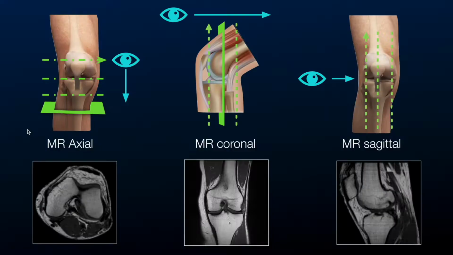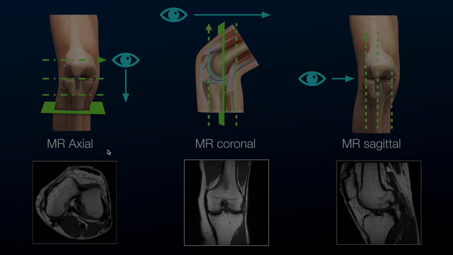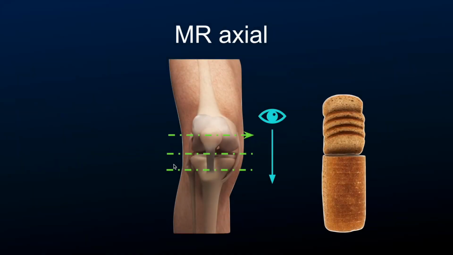So let's move on. We're going to talk about each plane, the axial, coronal, and sagittal, separately by itself. So axial plane. Again, the axial plane is a horizontal plane that will divide the body part into upper and lower portions. So I like to depict it like bread slices. So this is how we're going to slice and see the slices.